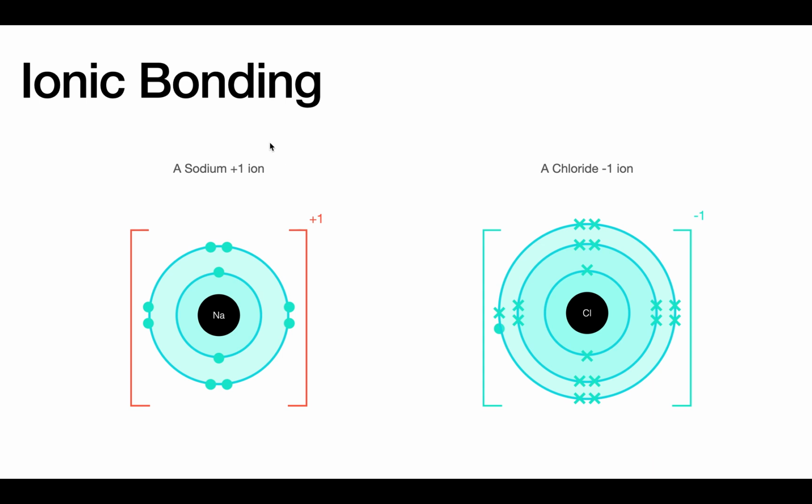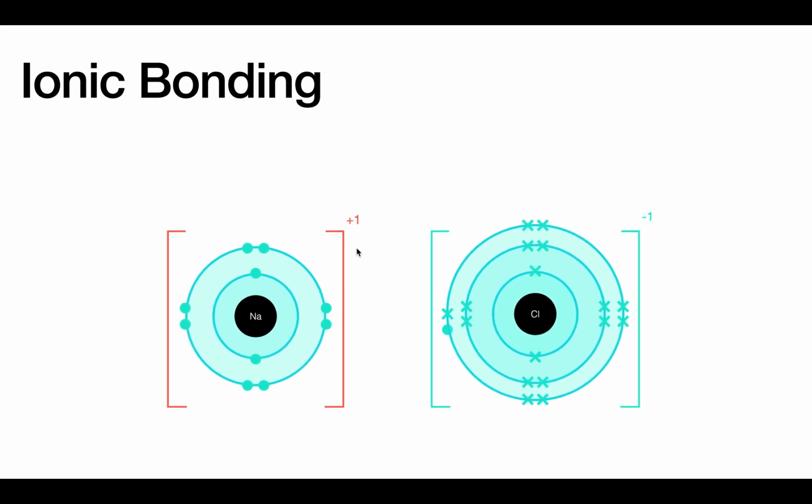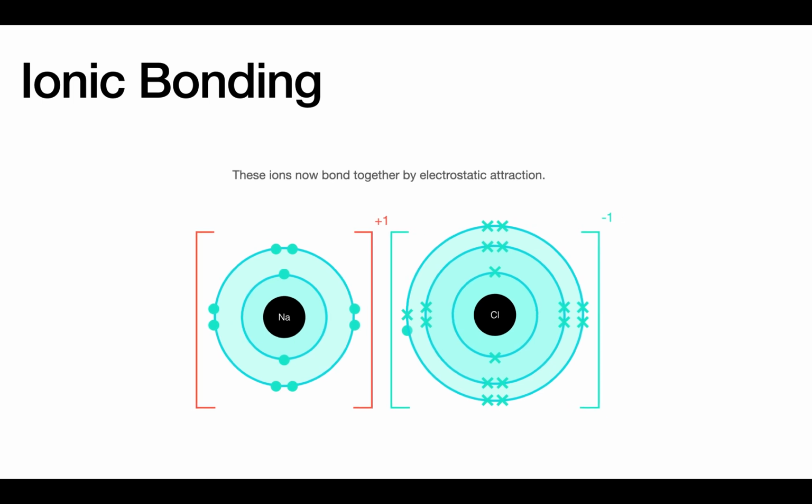And so we now call these things ions, not atoms. So a sodium +1 ion and a chloride -1 ion. And because they have opposite charges, they will attract and stick to each other. And this is the basis for ionic bonding. They just stick by electrostatic attraction.